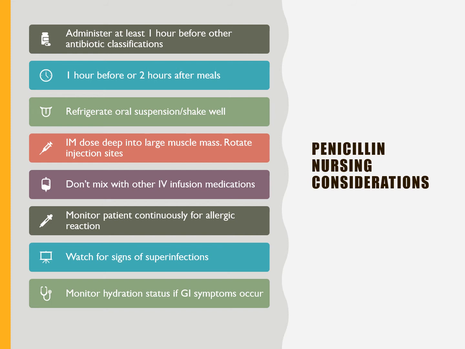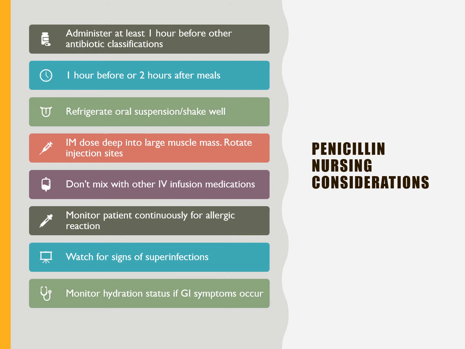So here are some nursing considerations with penicillin. We want to administer this at least 1 hour before other antibiotic classifications, because they could inhibit the bacterial cell growth or decrease the efficacy of how penicillin attacks that cell wall if it's given with other medications or other antibiotic classifications. Okay, it should be given 1 hour before or 2 hours after meals, and this is penicillin.